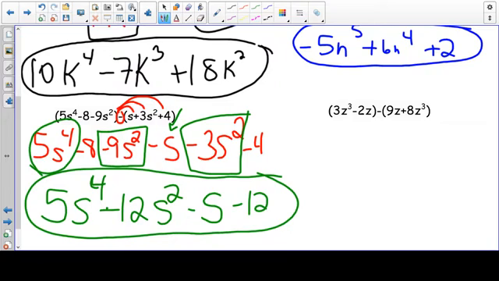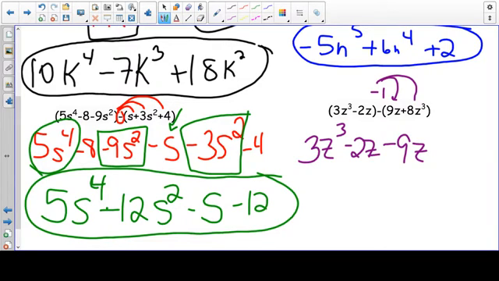All right, let's do this next one. So again, I don't have anything going on to that first set of parentheses. Then I'm multiplying by a negative 1 here because it's minus. So 9 times negative 1 gives me negative 9. Then I have negative 1 times positive 8, which turns into a negative 8.